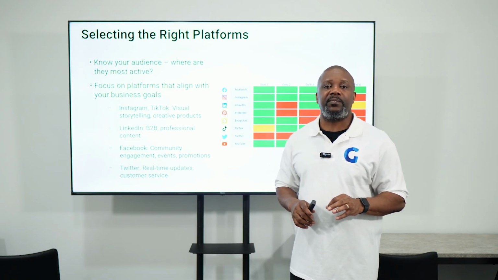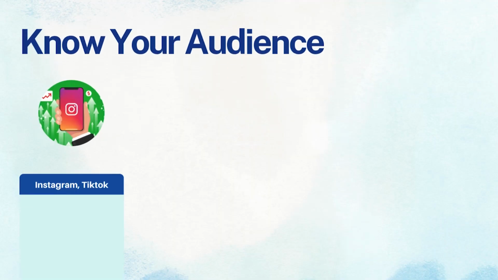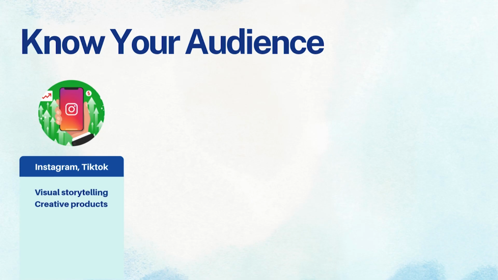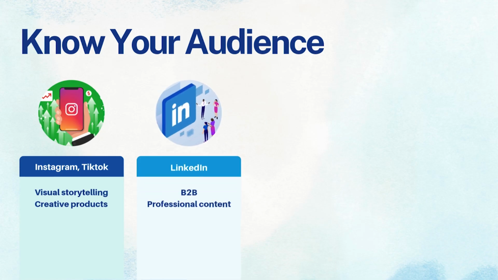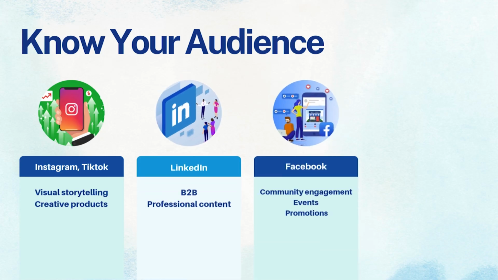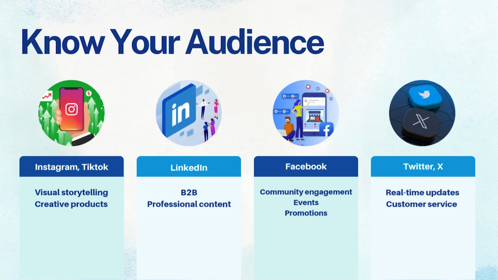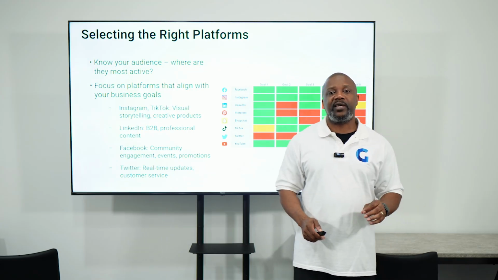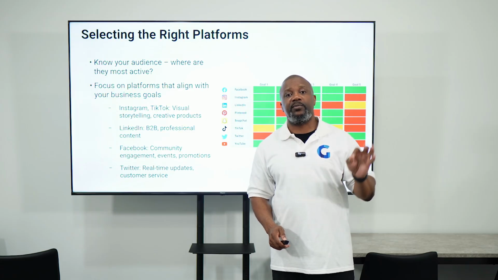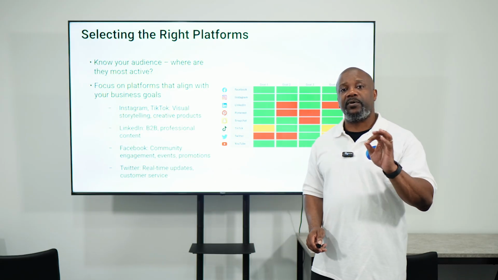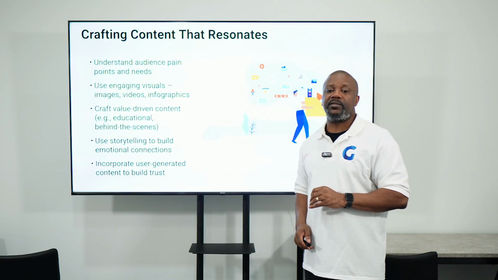So we really need to think about things like Instagram and TikTok are great for visual content, B2B, LinkedIn, and then community and real-time engagement, think Facebook and Twitter. So those are some high-level categories you can use to be able to set up your platform selection process.